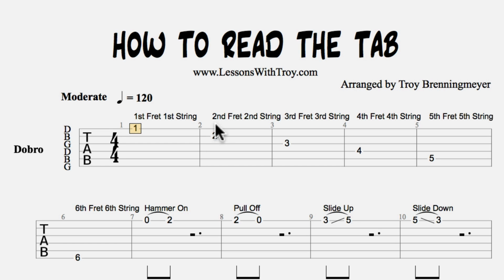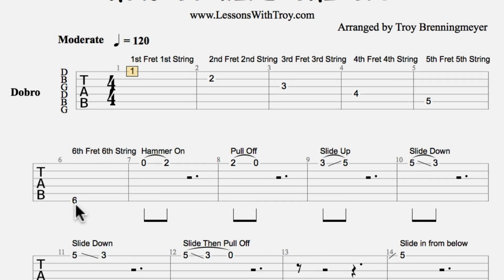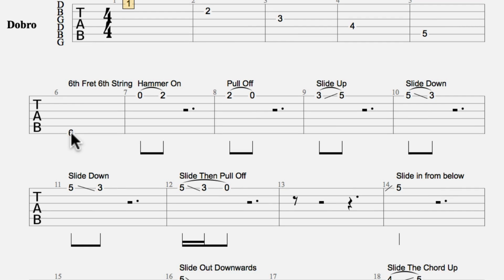This number 2 would be second fret, second string, or your B string, right? Keep going. 3 means third fret, third string. 4 would be fourth fret, fourth string. I think you get the pattern here. 5th fret, 5th string, 6th fret, 6th string. So all the way down here, you would find your 6th fret on your 6th string, your lowest string, thickest string, lowest in pitch, right? Okay, so let's keep going.